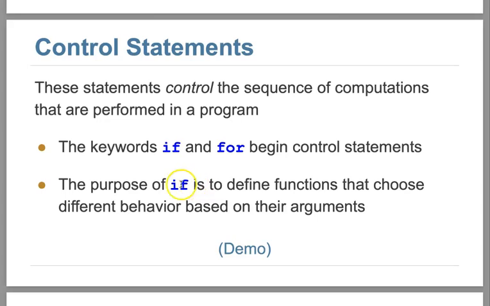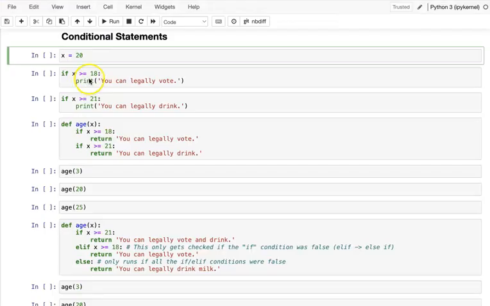The first one we see is the if statement. The purpose of the if statement is to define a function that chooses different behavior based on its argument, and the argument is mostly a condition. If that condition is true, then we do something. Else, if that is false, we do another thing. So we see the demo of the control statement.